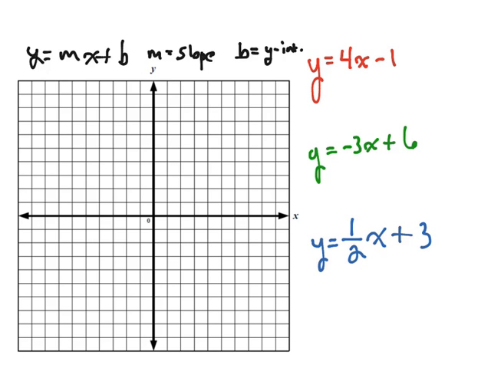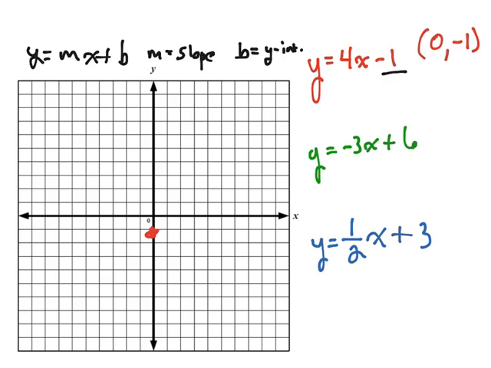So let's start with the first one. And I'm going to look at my b. My b is -1. So what that means is I'm going to go to the coordinate of 0, -1 for this one. So if I go to 0, -1, that means I'm putting it right there.